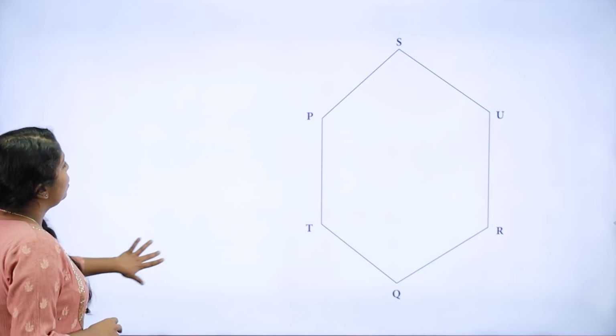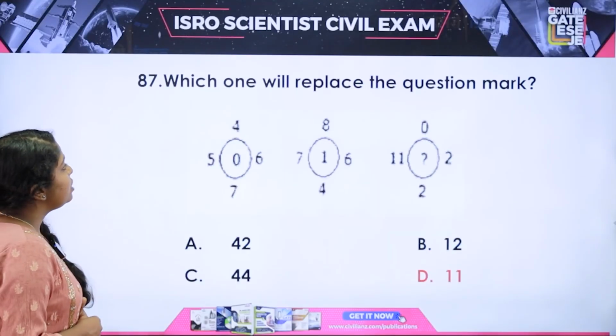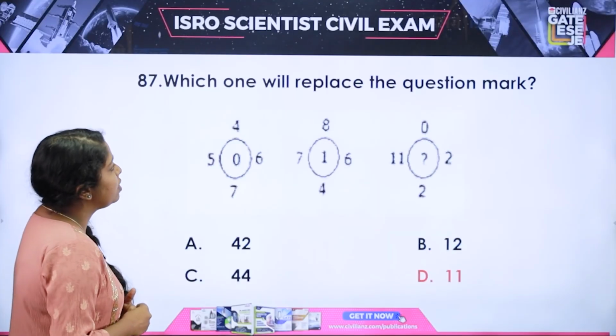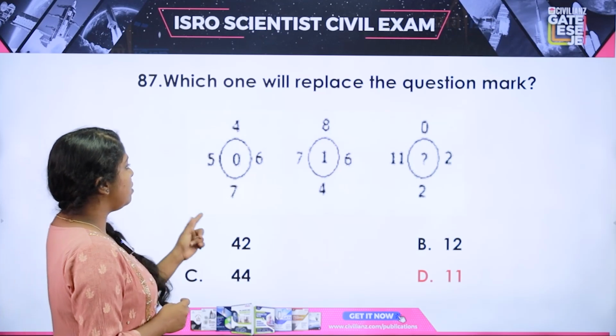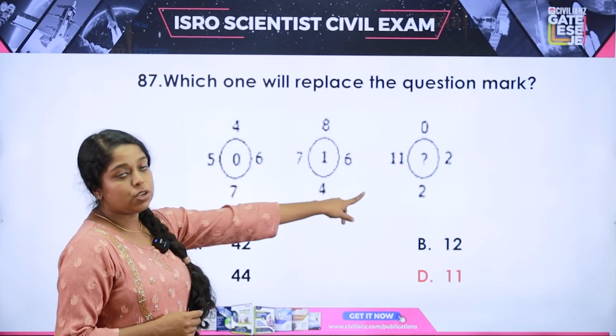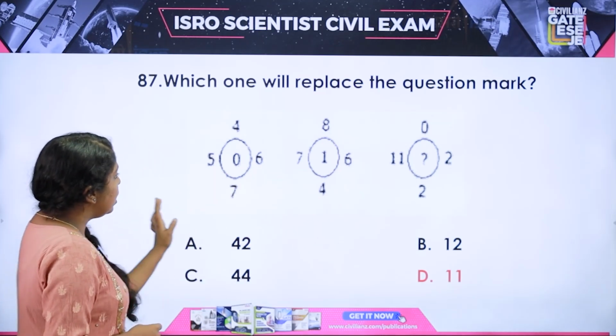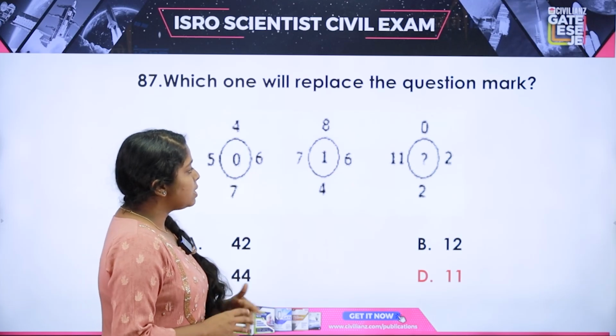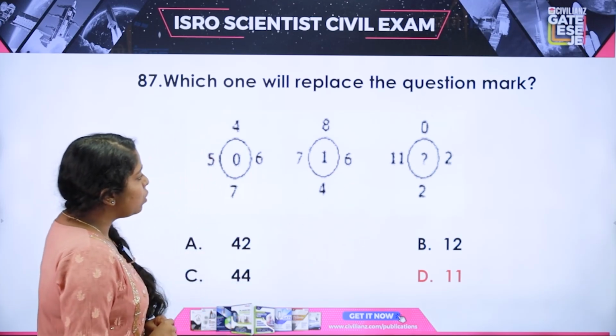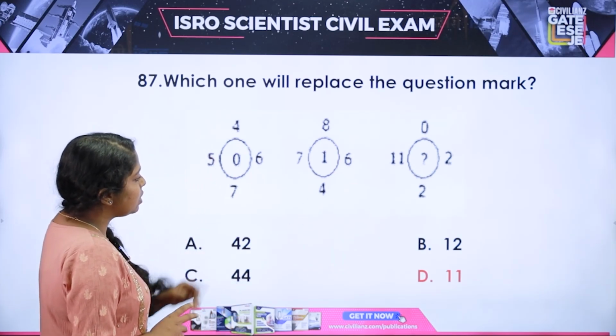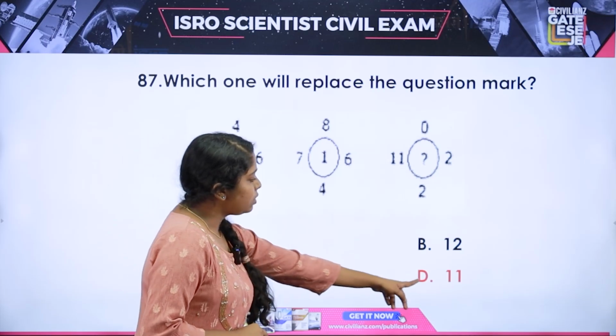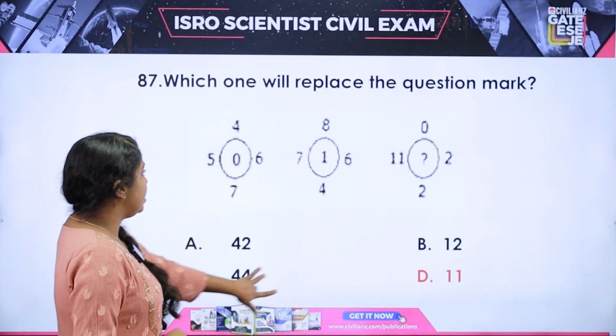Moving on to the 87th question, which one will replace the question mark? We have been given 3 set of arrangements, and the number replacing the question mark is, on solving, we are able to find out that the answer is option D, that is 11.